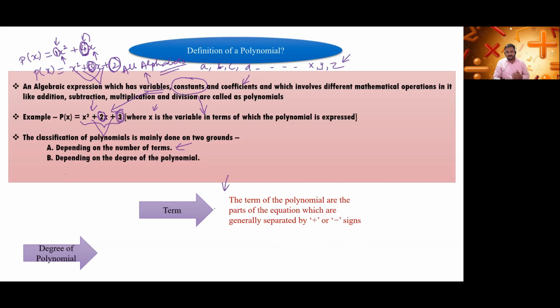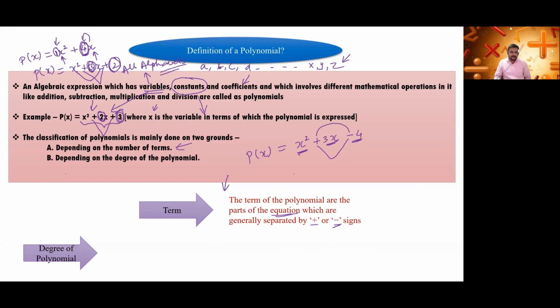उसका भी definition हम लोग देख लेंगे. The terms of a polynomial are the parts of the equation which are generally separated by plus or minus signs. Suppose मैं एक expression यहाँ पे लिख रहा हूँ. I am writing one algebraic expression, that is x square plus 3x minus 4. Okay, तो ये plus और minus sign जो चीज को सेपरेट करे, जैसे कि यहाँ पे x square, 3x and 4 are separated because of these two signs. So that is nothing but a term.